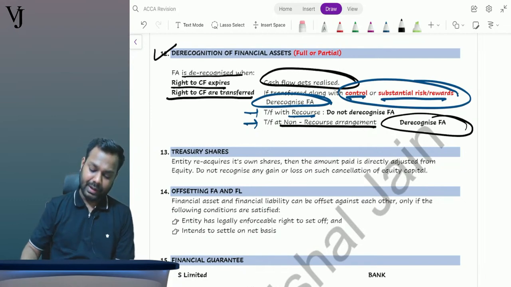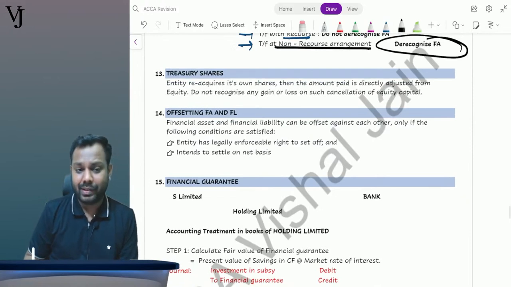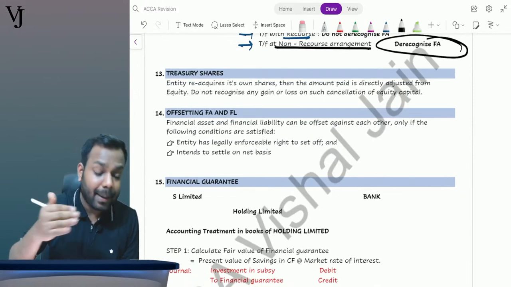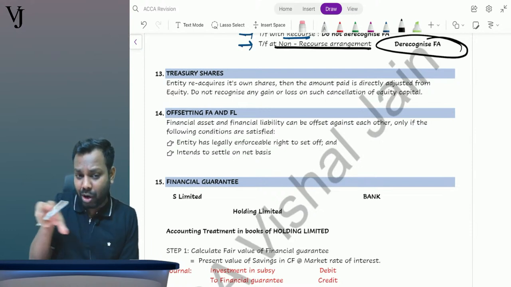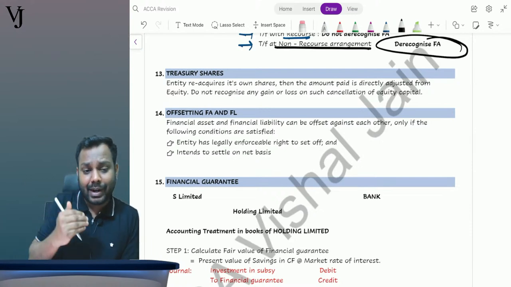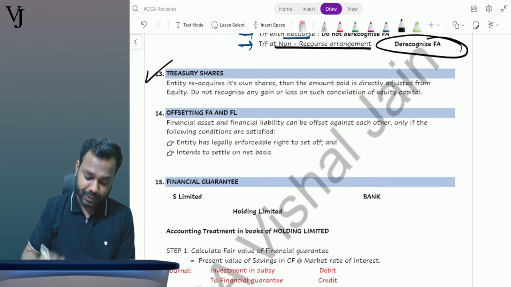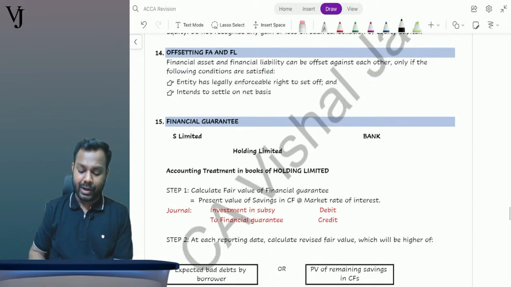Now, treasury shares. What is the meaning of treasury shares? Treasury shares means we are purchasing our own shares. When we purchase our own shares, can I record that as an investment? No, I have to deduct that from the equity. That's treasury shares.